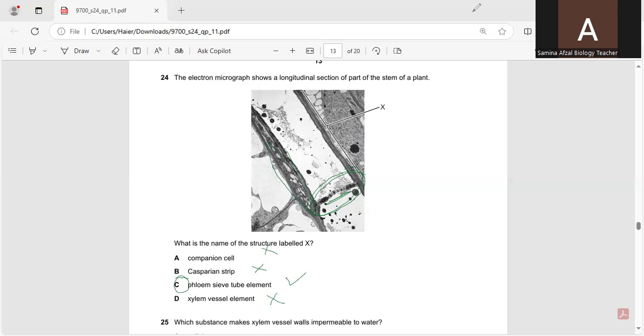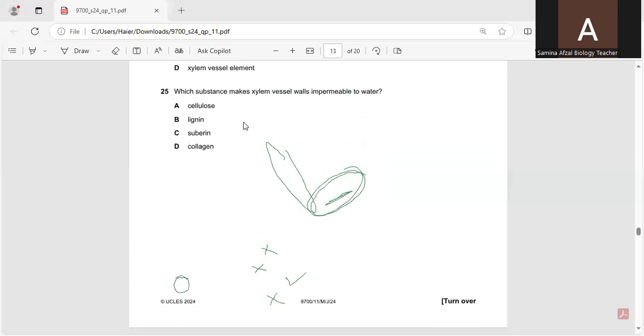We will move towards the next question, question number 25. Question number 25 is, which substance makes xylem vessel walls impermeable to water? Cellulose. Cellulose will not make impermeability. So cellulose is not correct.